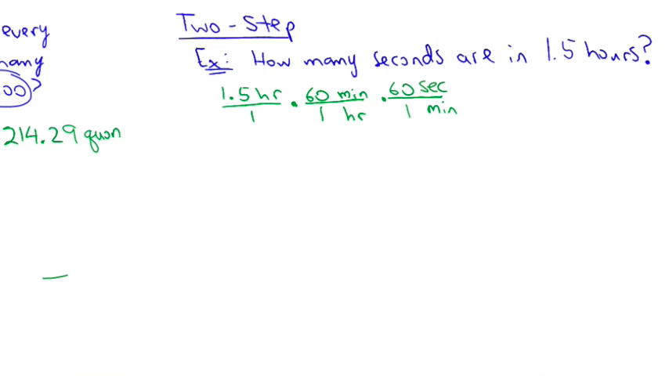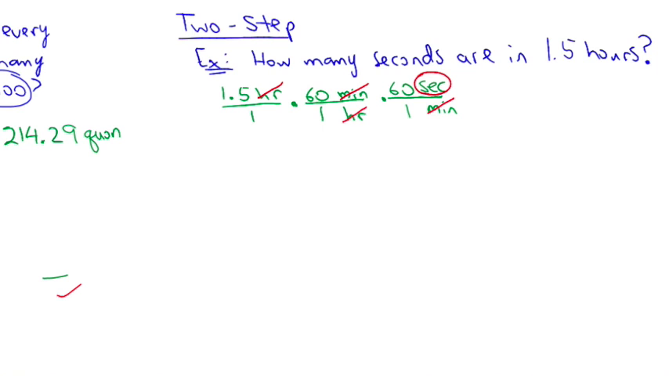60. So did we supposed to cross out the hours like last time? Yeah, I'm going to. You can do it as you write your fraction. I usually just do it at the end to make sure. You know, the hours are going to cancel here. The minutes are going to cancel here. And the only unit left is seconds.